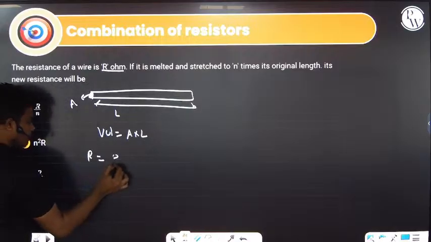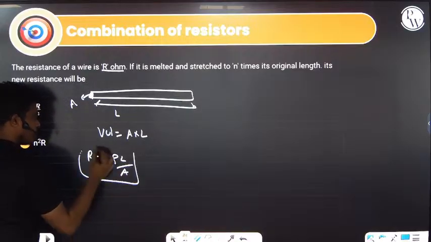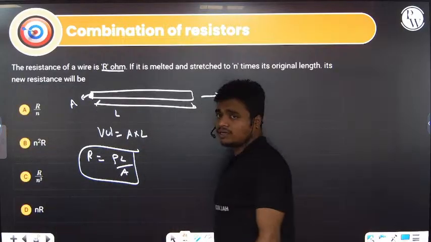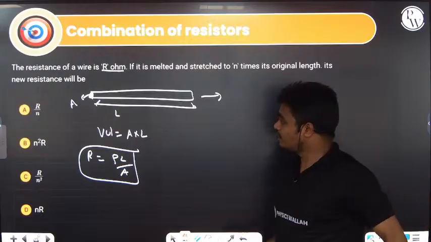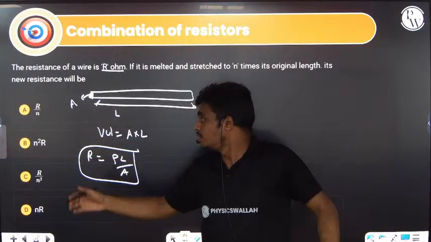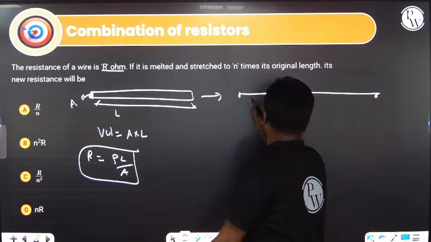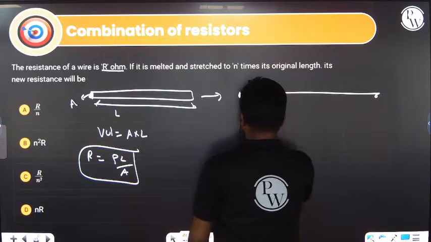So R equals rho L divided by A. Now what we are doing, we are melting this particular material of the wire and stretching it. When we are increasing the length, area will decrease. This will become thinner and thinner. How much will the area decrease? We don't know. That is what we are calculating now.